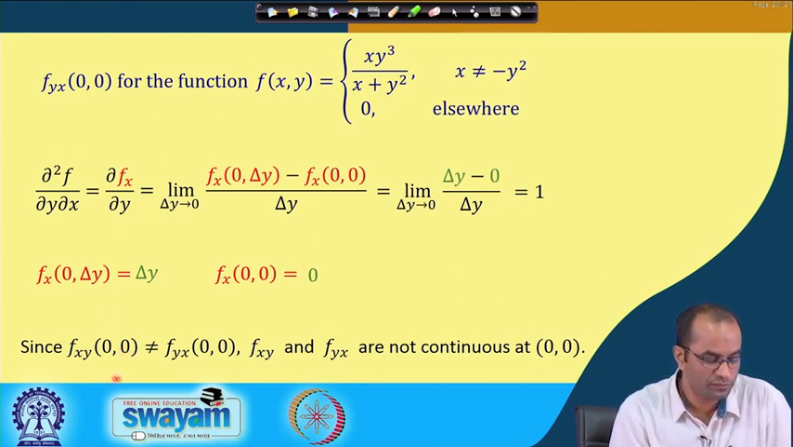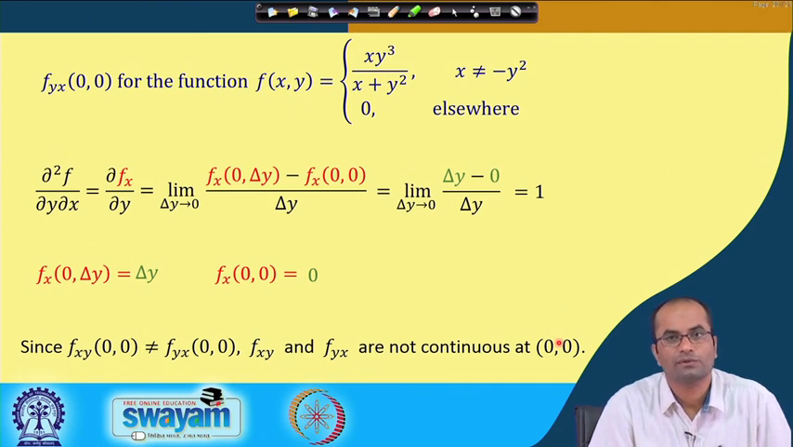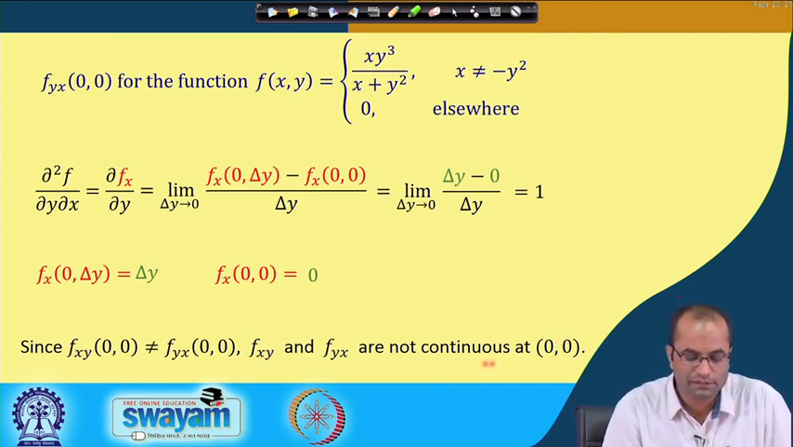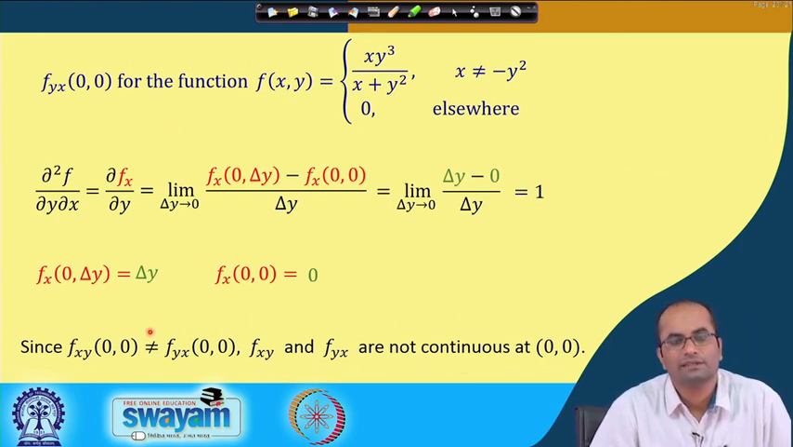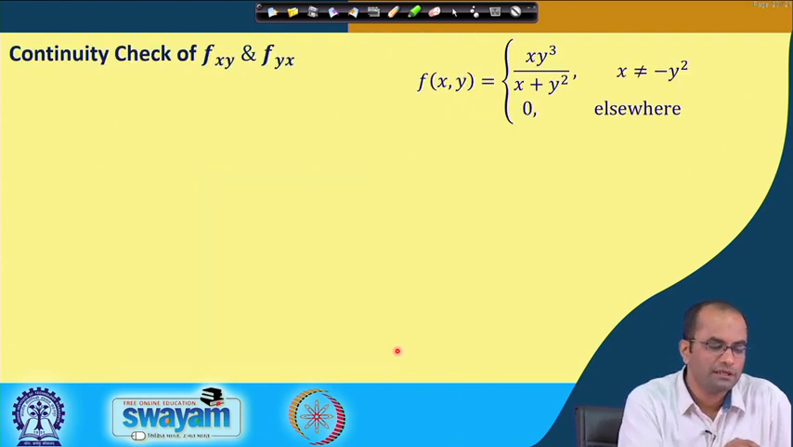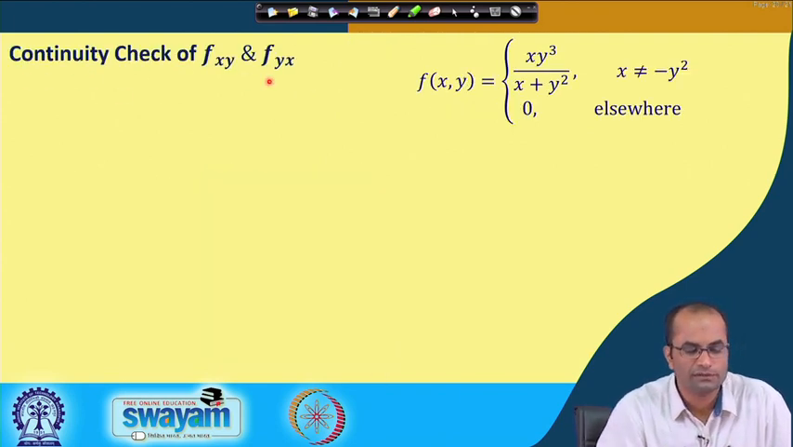So, at these two derivatives again at this origin are not equal. So, that means they are not continuous also at (0, 0), because we have seen if these derivatives are continuous, then we will get the equality there. So, they are certainly not continuous, which we can check. So, it is a continuity check of these two.